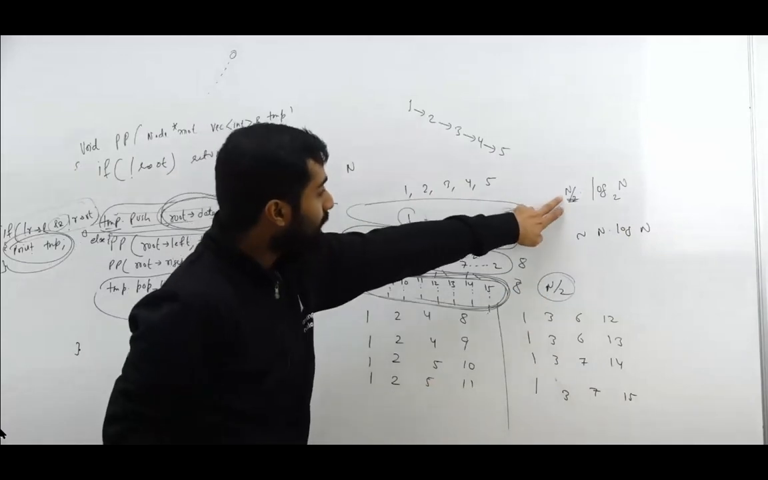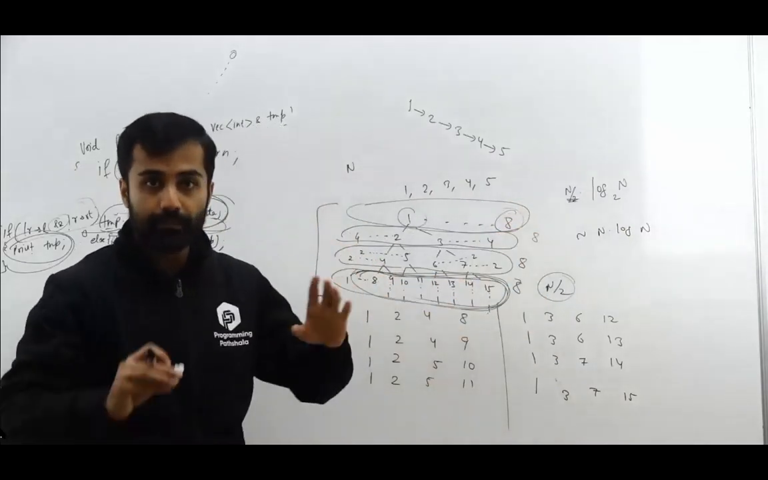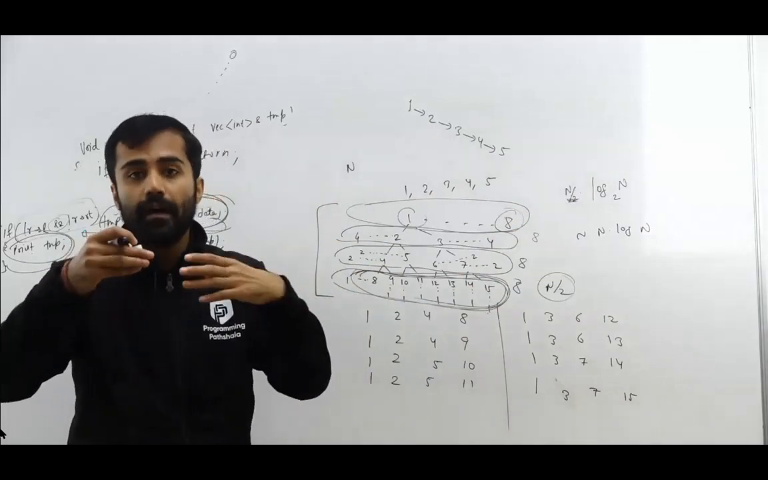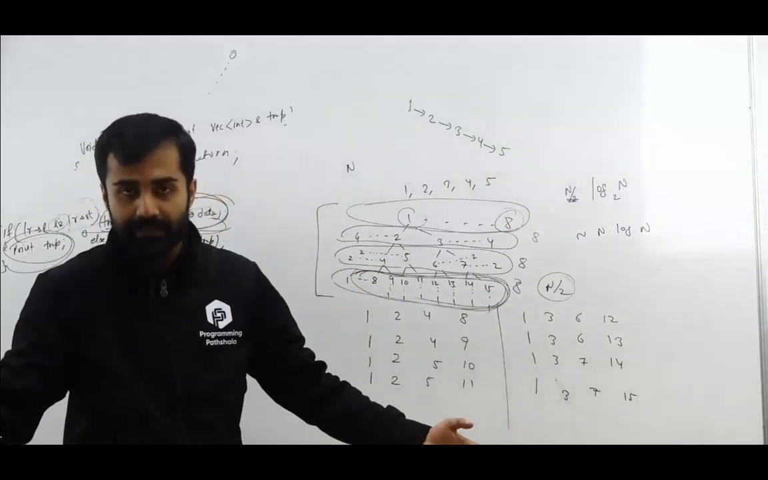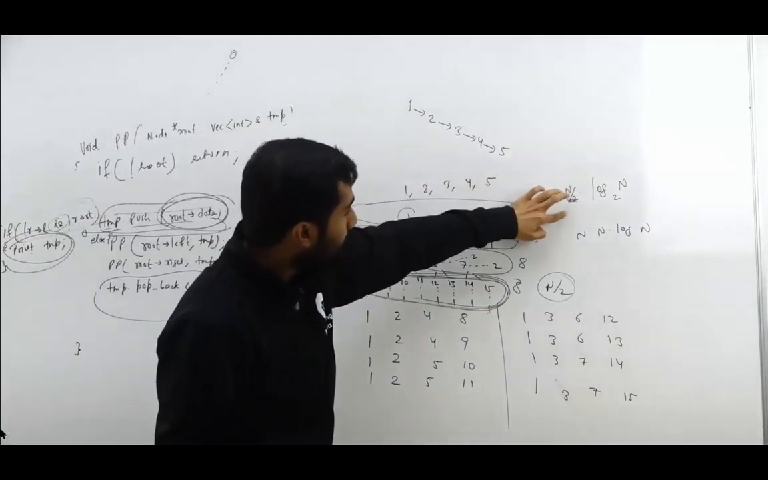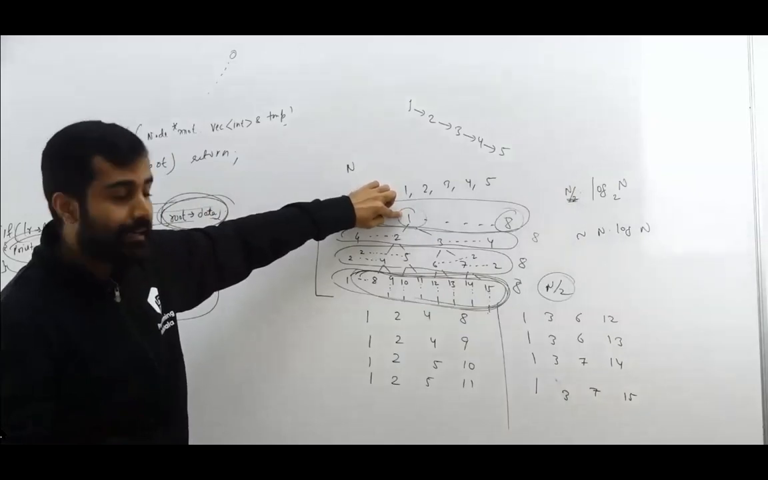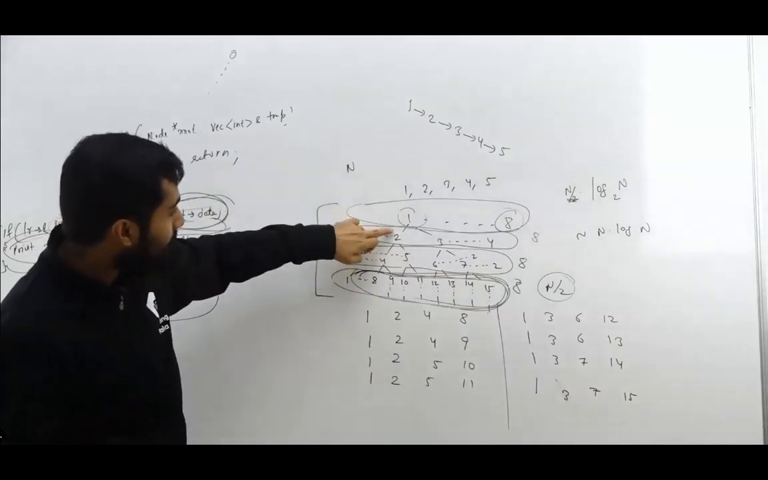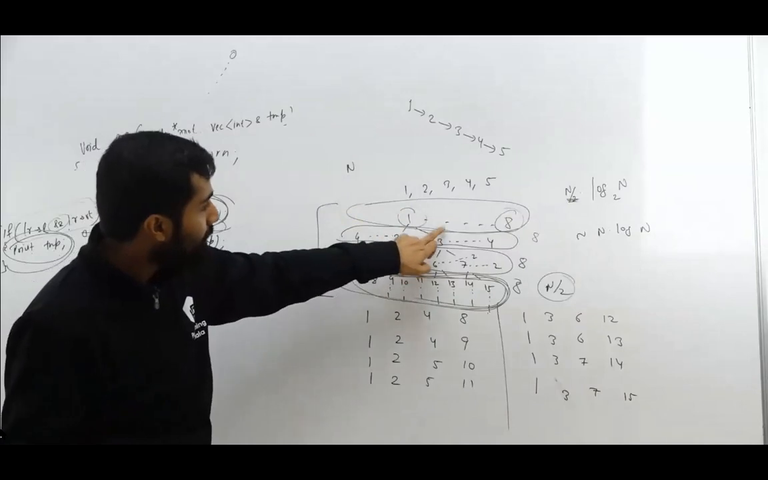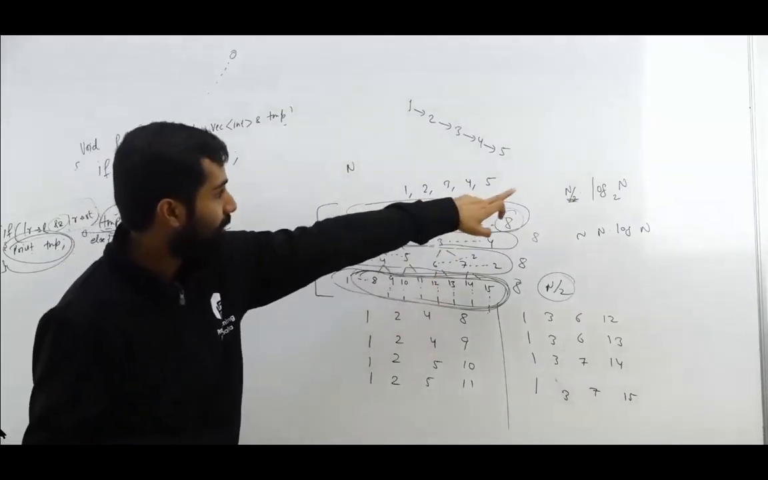Now, what is this n by 2? This n by 2 is simply equal to the number of leaves, which also symbolizes the number of root to leaf paths. So it means that there will be n by 2 paths which will contain one in it. Similarly, there will be n by 4 paths which will contain this, and n by 4 paths which will contain this. N by 4 plus n by 4, again n by 2.